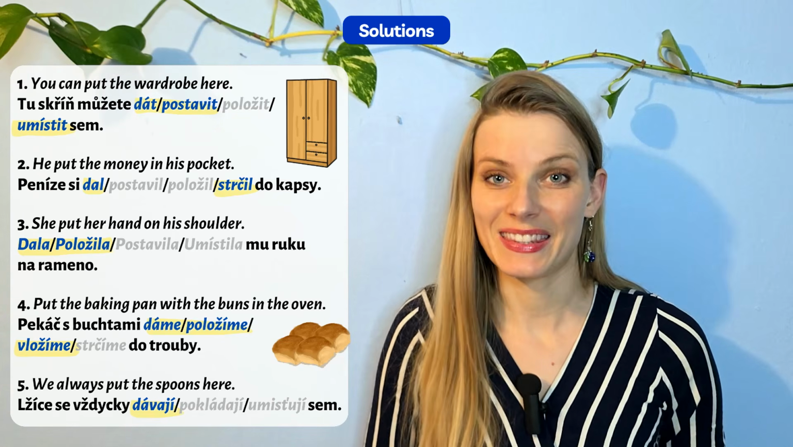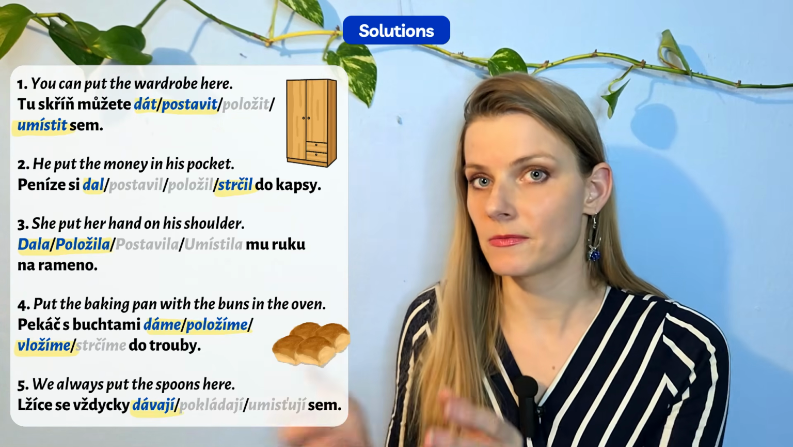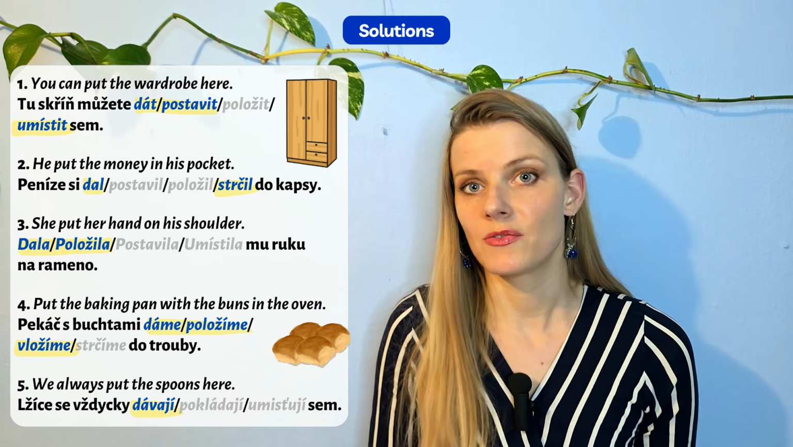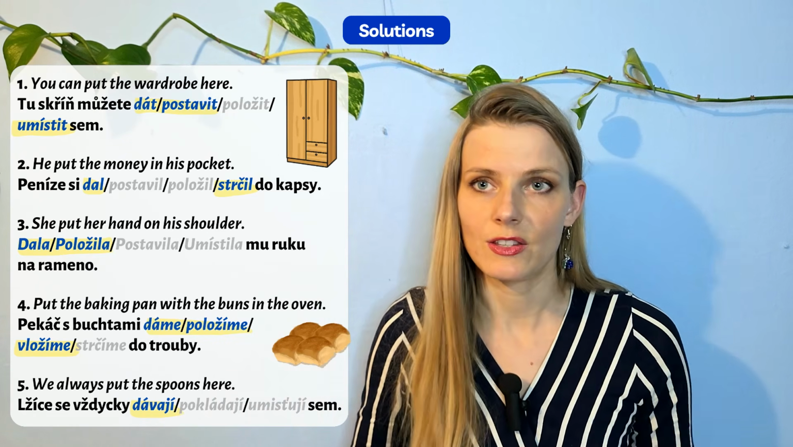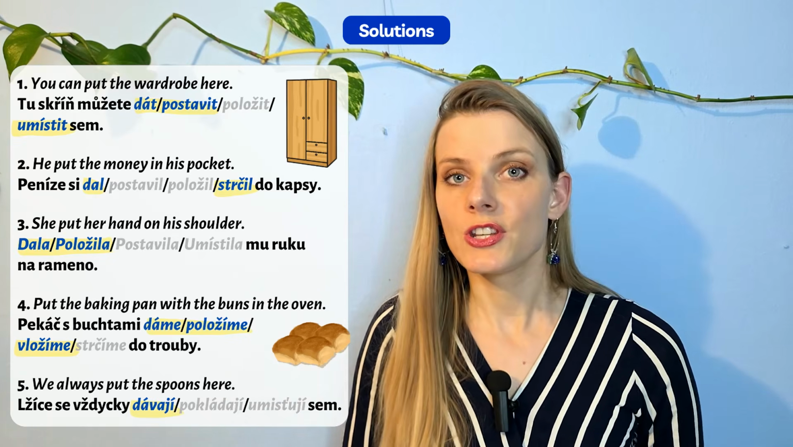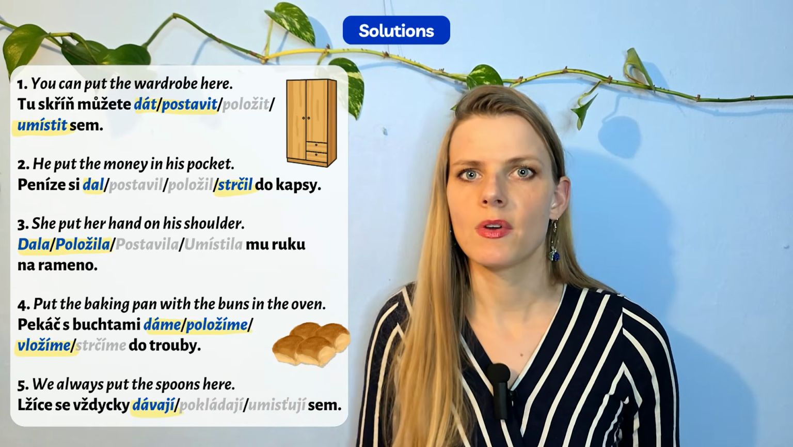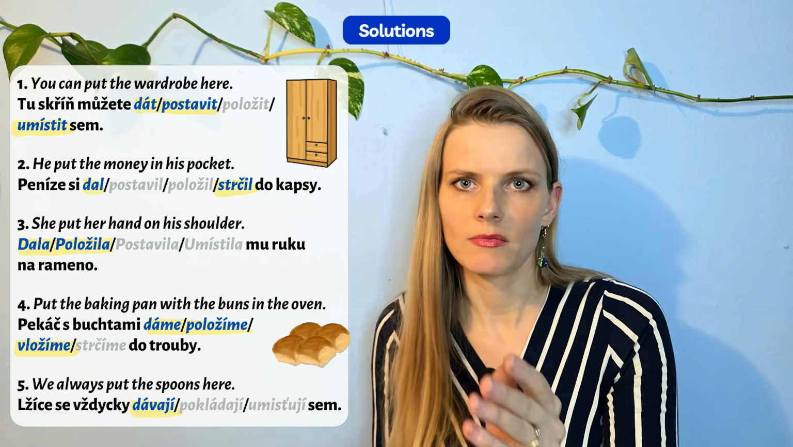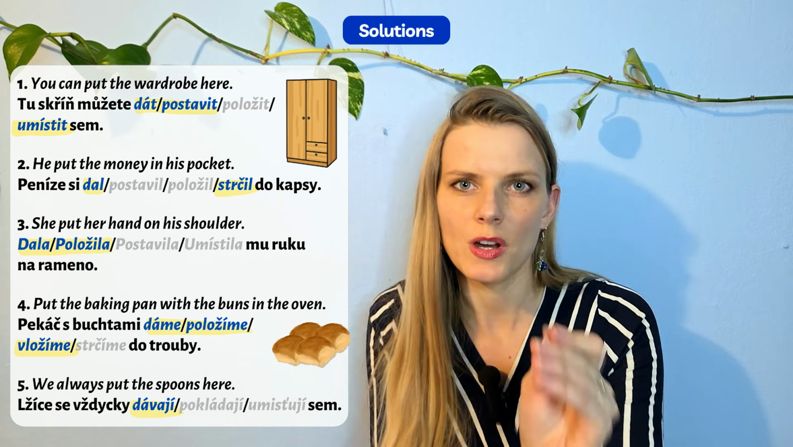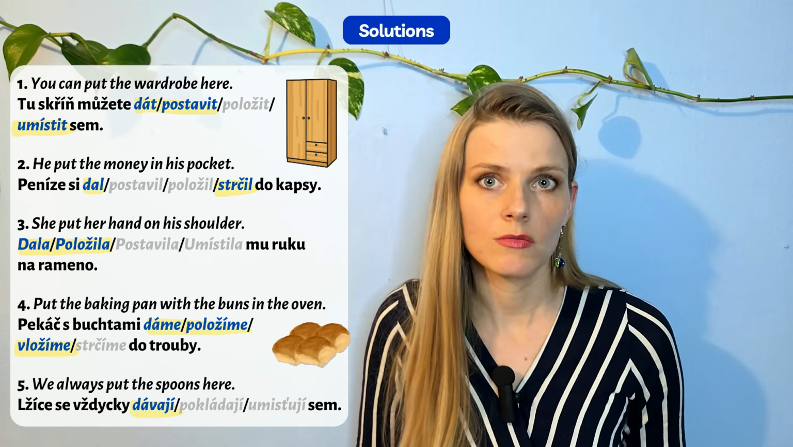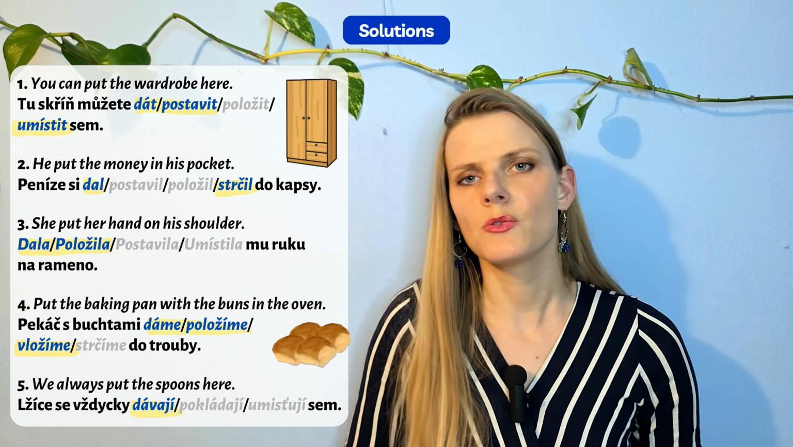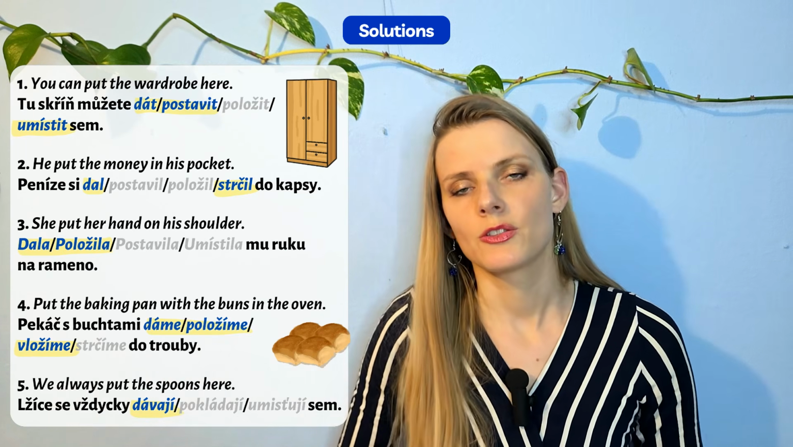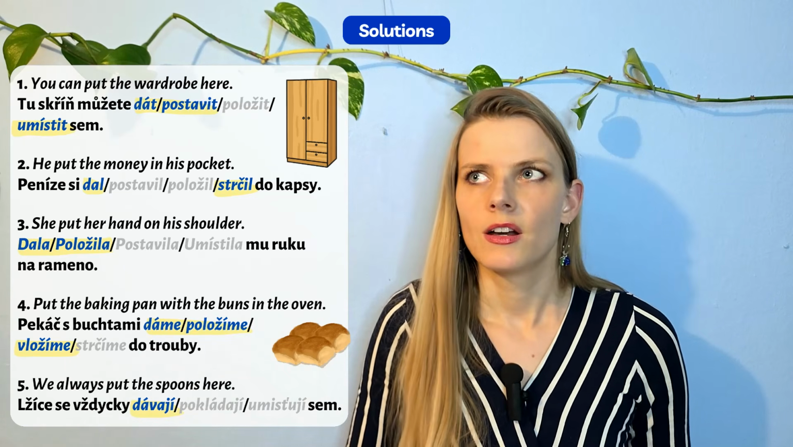A číslo 5. We always put the spoons here. Lžíce se vždycky dávají sem. I use the imperfective form, so you can also see that dávat is used for something repetitive. Lžíce se vždycky pokládají sem would mean that you maybe lay them on the table, like you're pointing at the place where you're supposed to place the spoons. Maybe, yes. But if you are talking about where to put the spoons in your drawer, how to organize your drawer, then dávají is fine.